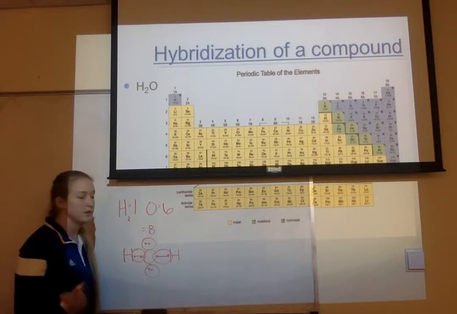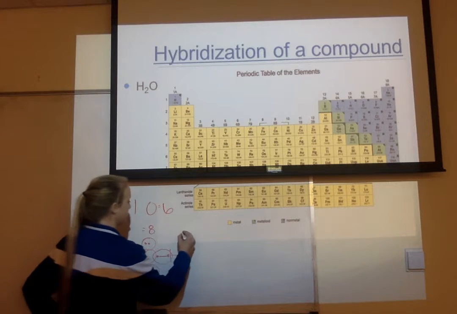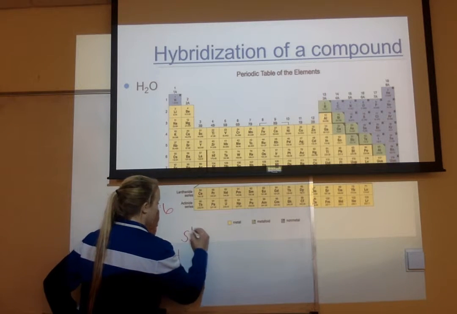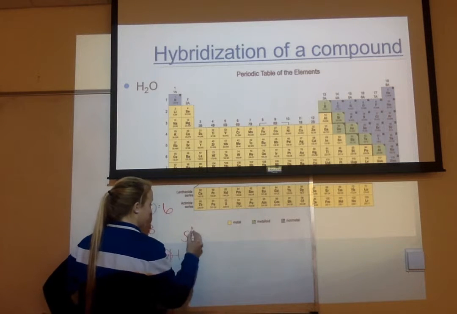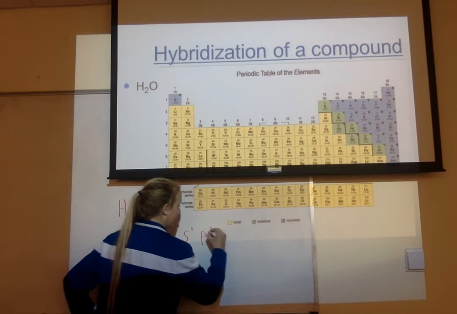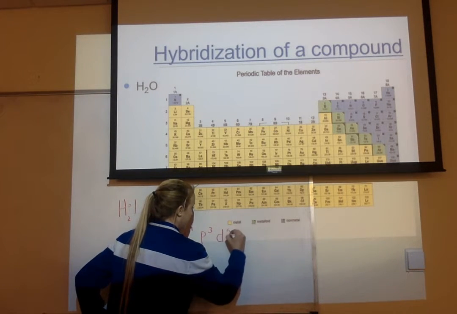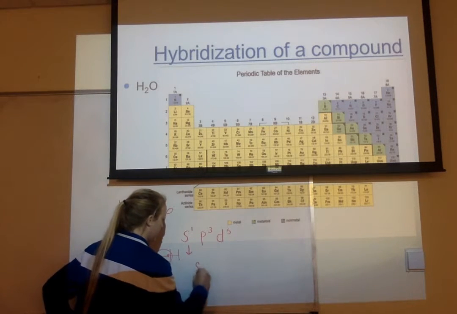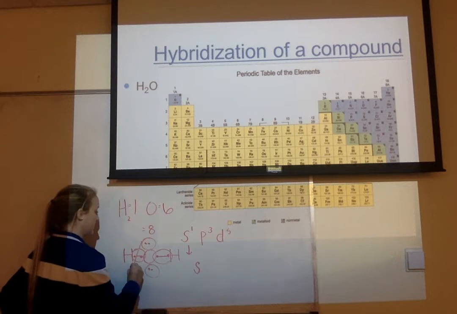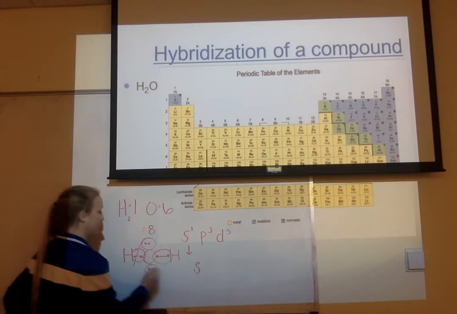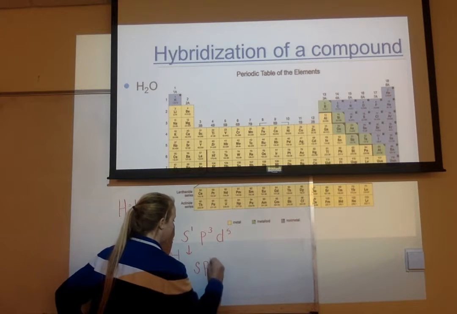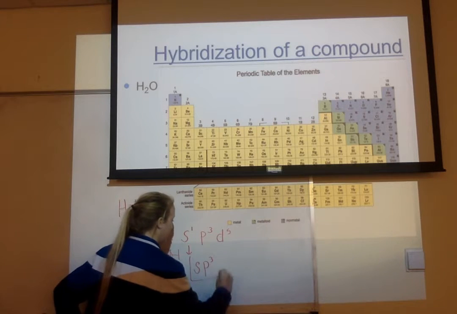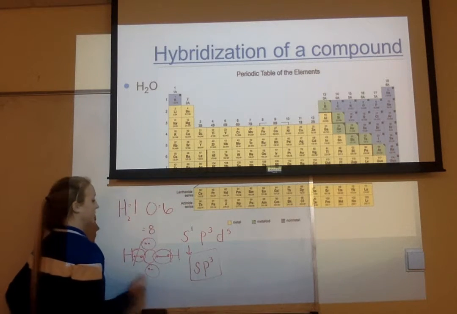Back to the grocery cart metaphor, you're going to use your s's first. So there's s1. S can have 1, p can have 3, and d can have 5. Since we have 4, we're going to use the s first. So s, cross this out, and we have 3 left. So we're going to use all of our p's to end with the hybridization of sp3 for H2O.